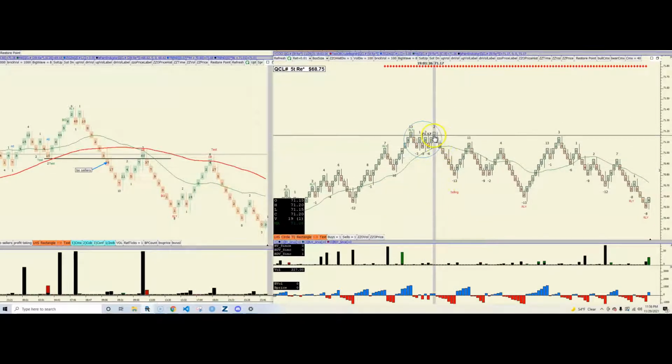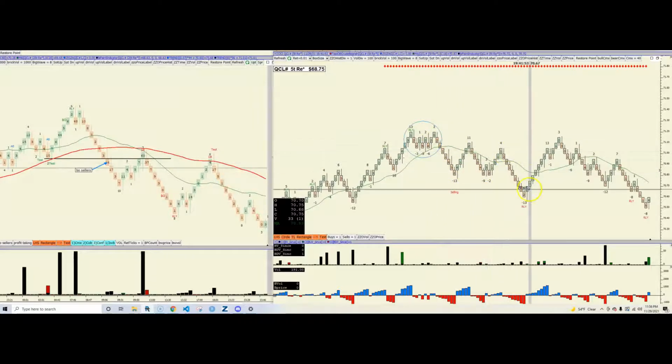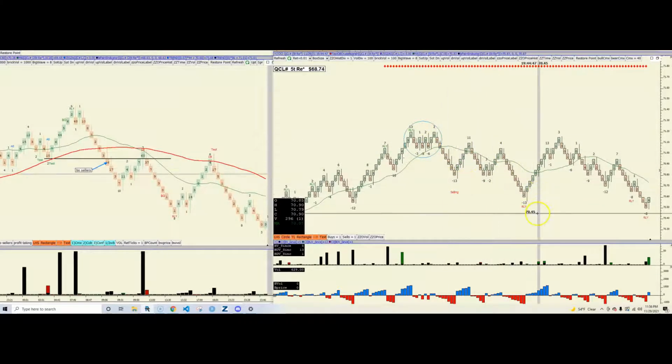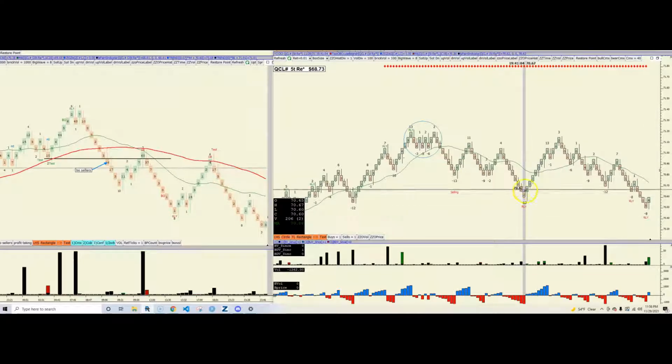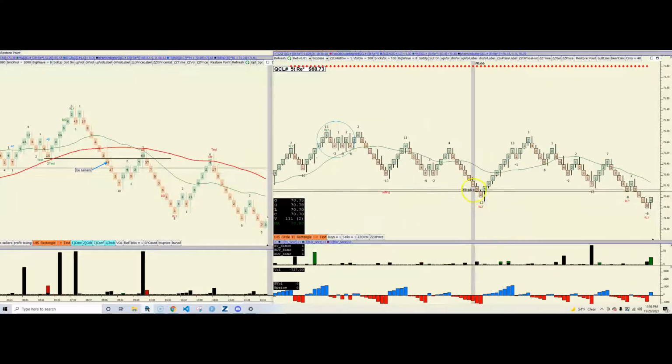After that, what do we have? We have selling followed by a lower low. So that changes trend. Where is trend? You know for a fact it's down, is right here. Trend is down.